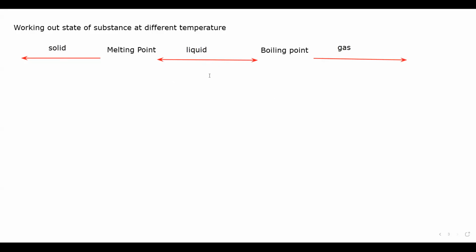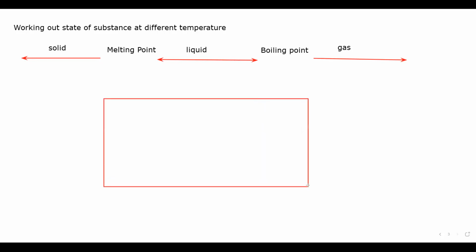So a substance before its melting point is solid. If the temperature is between its melting and boiling point, the substance will be liquid. And if it is after the boiling point, the substance will be a gas. For example, if I say I have 4 different substances and I want to find the states.